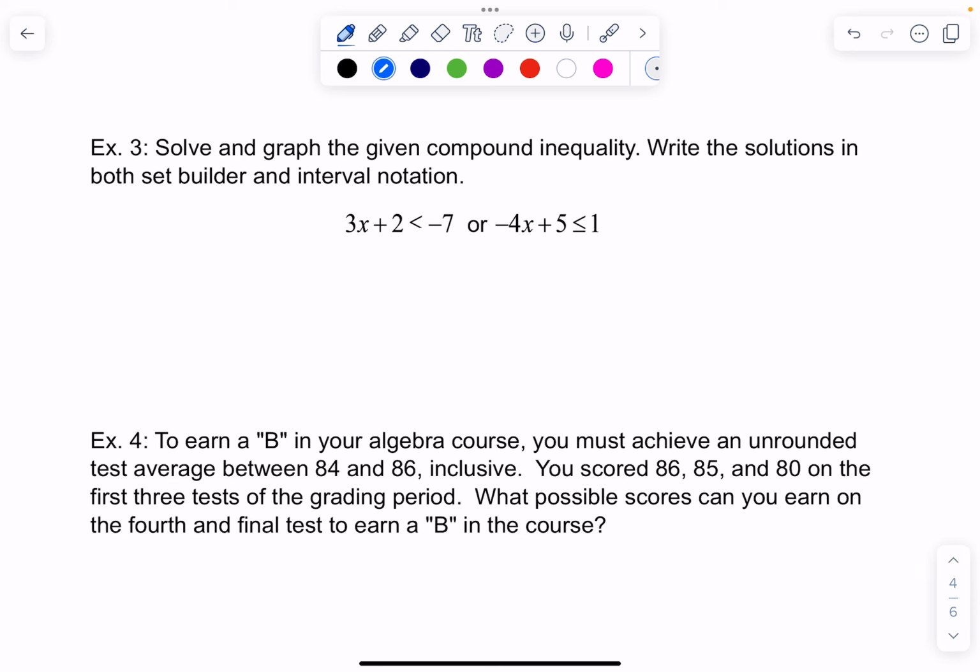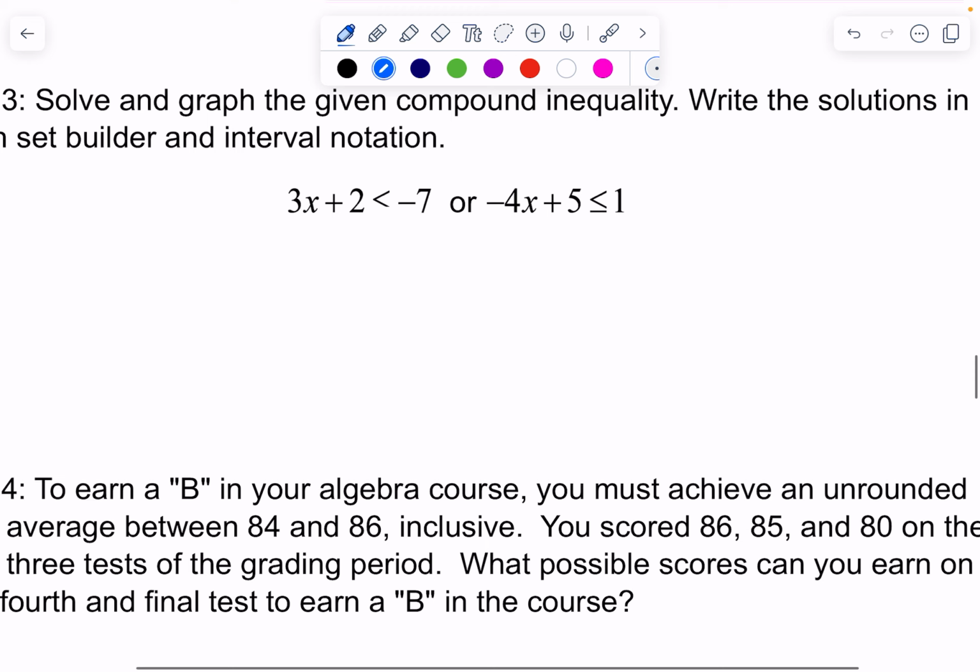Okay, number 3. Solve and graph the given compound inequality. Write the solutions in both set builder and interval notation. When you have the word or, it's self-explanatory, it's going to be an or. You're going to combine all the solutions because or means union. So let's solve one at a time. You can split it down the middle.